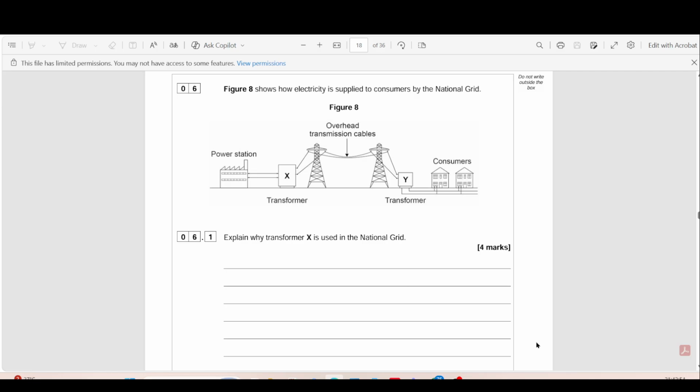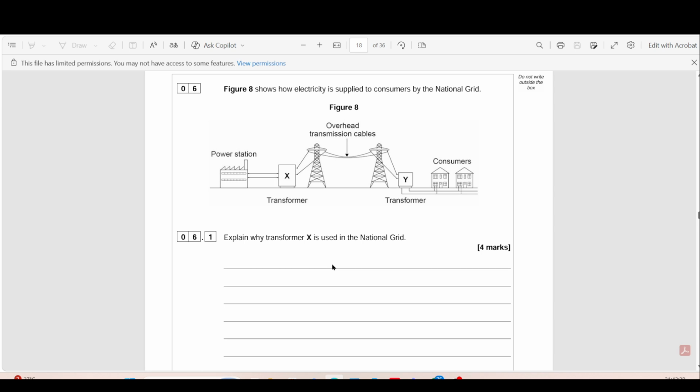Figure 8 shows how electricity is supplied to consumers by a national grid. Explain where transformer X is used. Transformer X steps up. Yes, it is a step up transformer. Why is it used? It steps up the, is it current or voltage? It is the potential difference. It will increase the potential difference.